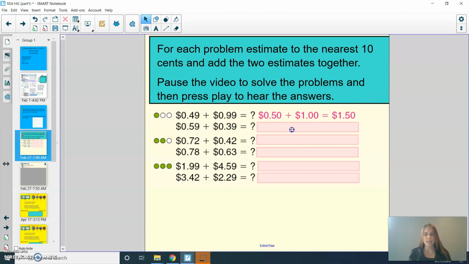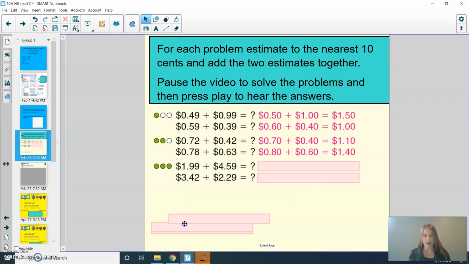59 cents plus 39 cents, I would round that to 60 cents plus 40 cents, which equals a dollar. 72 cents plus 42 cents, I would round that to 70 cents plus 40 cents equals $1.10. 78 cents plus 63 cents, I would round that to 80 cents plus 60 cents equals $1.40.